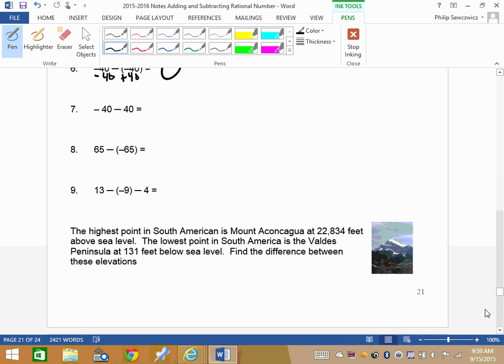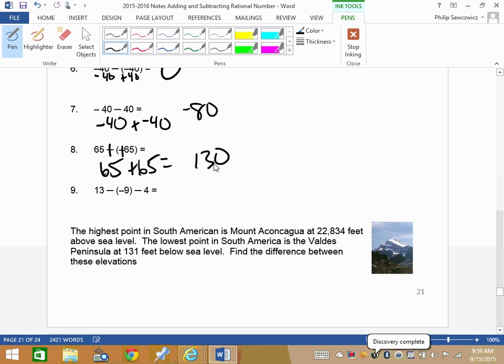All right. 7, rewrite, negative 40 plus a negative 40. Again, you could rewrite right on top of it if you want, or you could just simply see, wow, look at that. They're both negative numbers. So that does give us a negative 80. Add, and we're going to keep the sign. Double negative here. So adding the opposite, or if you just wrote out 65 plus 65, we can do that. That is 130.